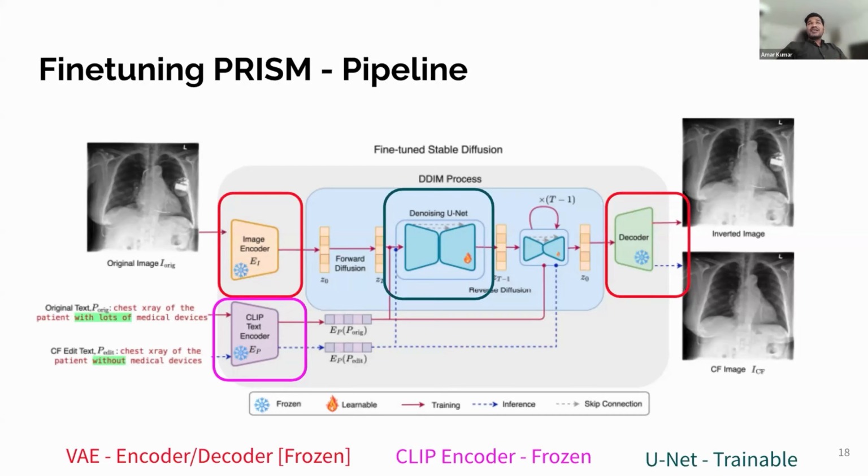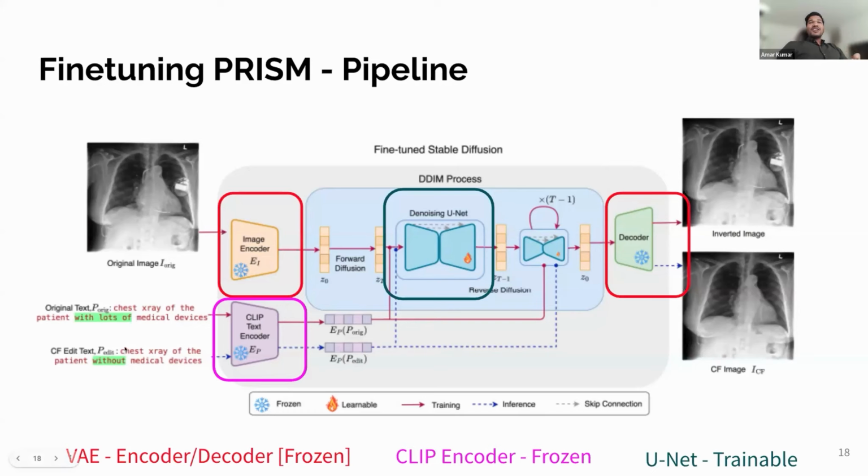Now if we look at the overall architecture, what is this framework trying to do? As a clinician or as a researcher, you can pass in an original image and a text. Here I'm passing an image, defined as the original, and my text is: chest X-ray of a patient with lots of medical devices. As you can see, there is a medical device, a pacemaker, and if you zoom in, there are other devices such as tubes inside this radiograph. What's happening is the user puts in an additional edit text: chest X-ray of the patient without medical devices. So the only difference from the original text is that you change "with lots of" to "without".